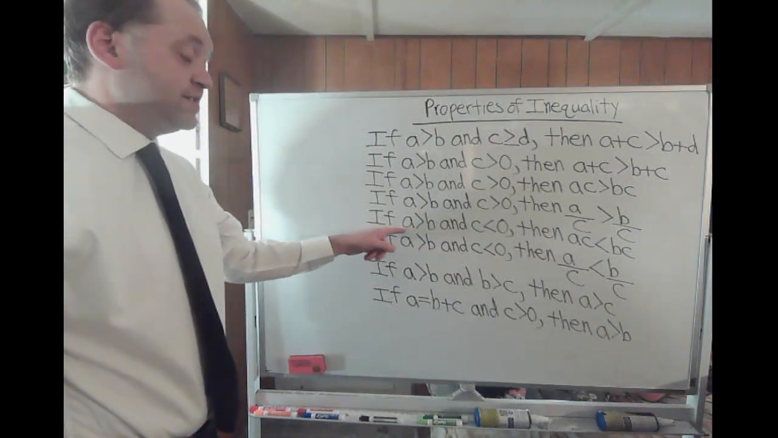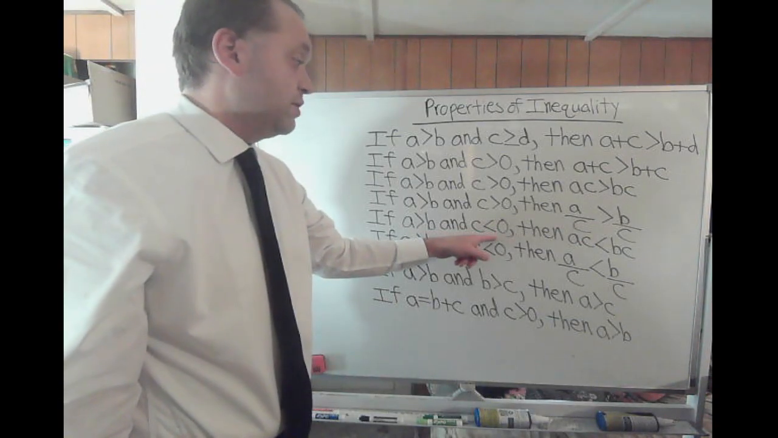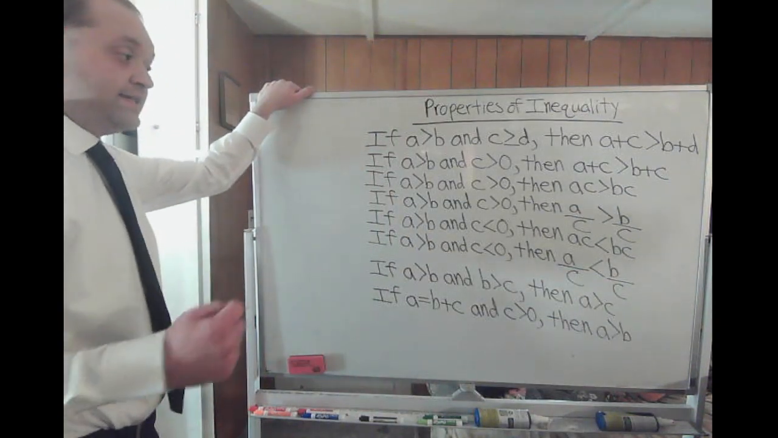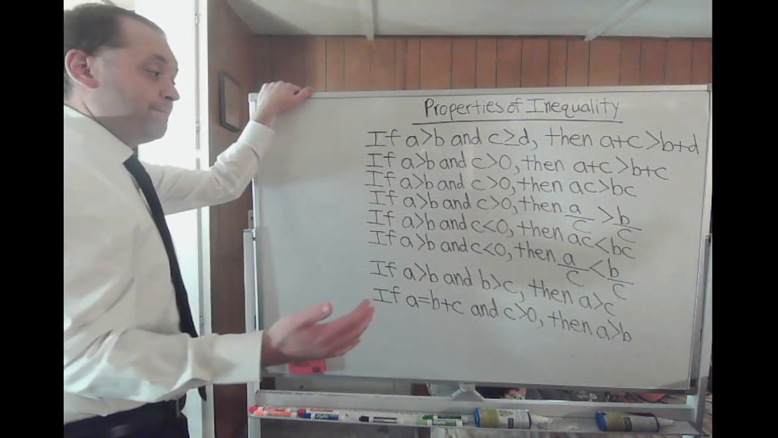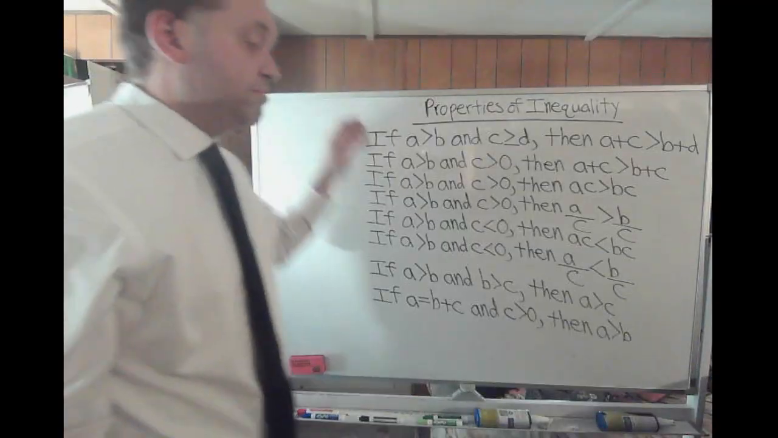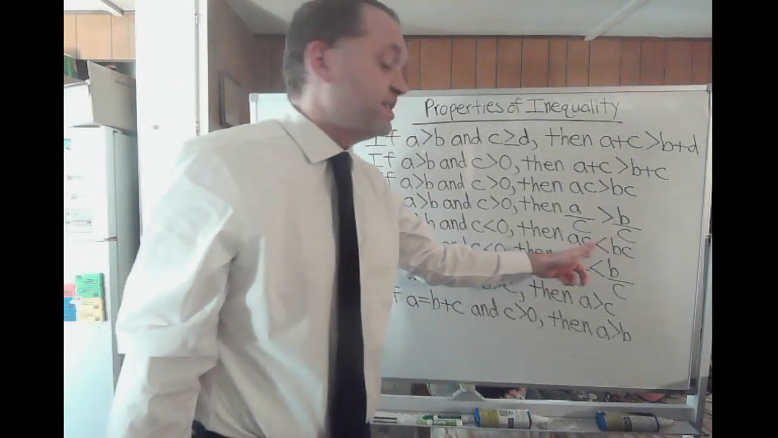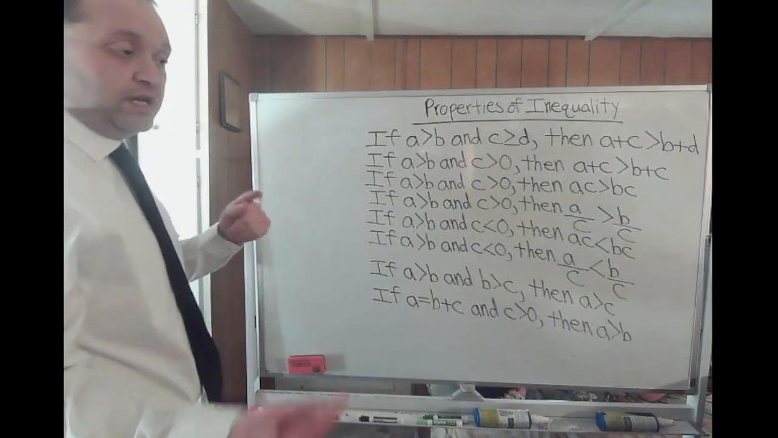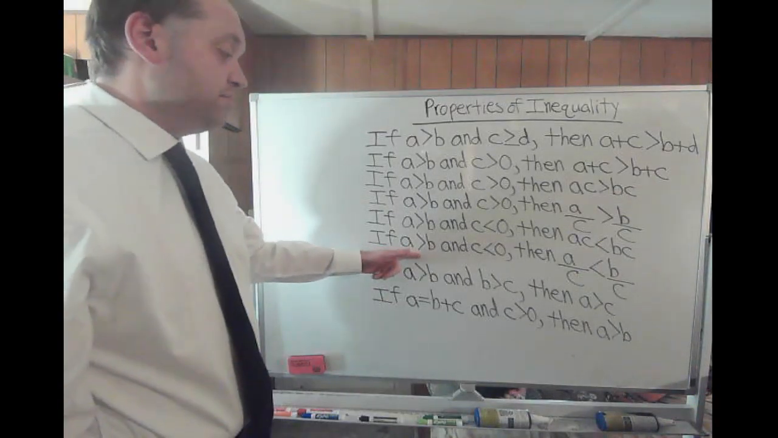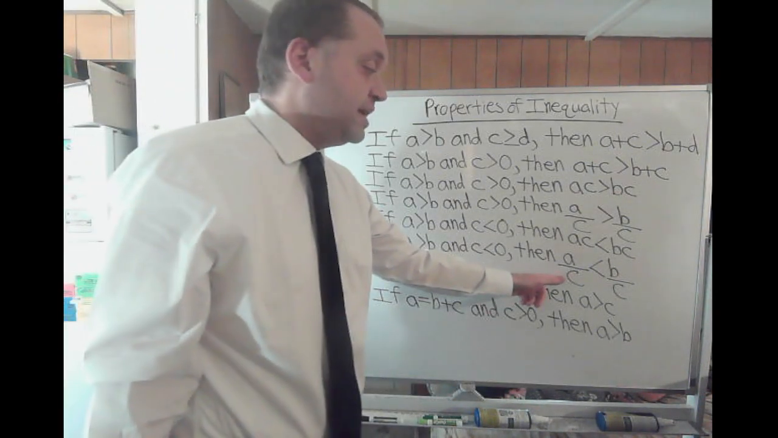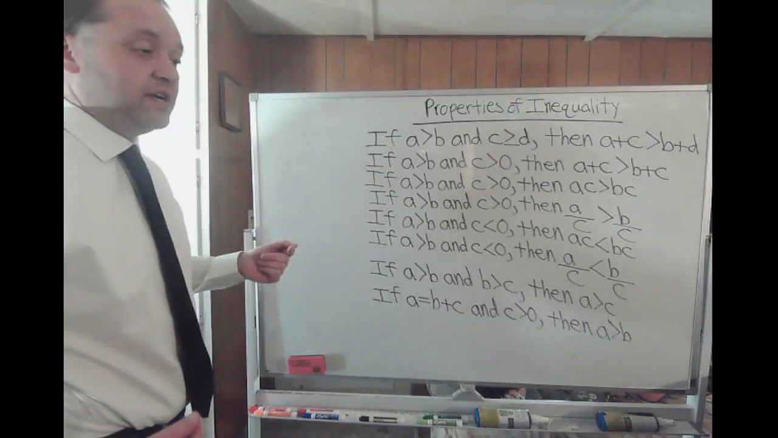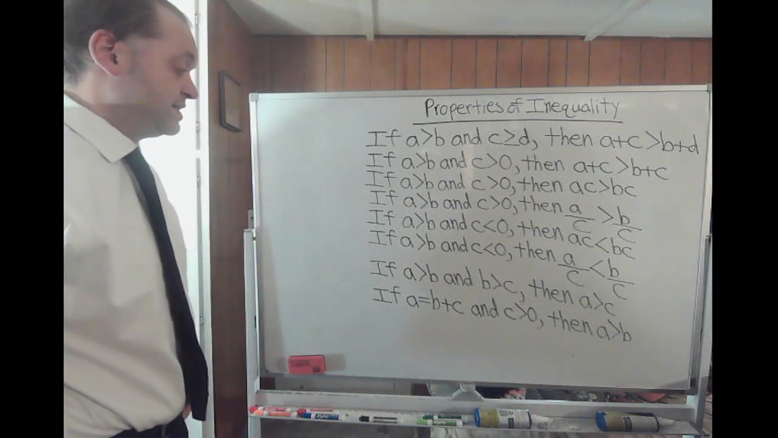Then we also have if a is greater than b and this time c is less than 0, then ac is less than bc. The reason is because c would be a negative number, and when you have a negative, the bigger the number actually means it's smaller. So as we know, numbers work in reverse when we get to negative numbers. And then same thing with division. If a is greater than b and c is less than 0, then a divided by c would be less than b divided by c. Because again, when you work with negative numbers, the bigger the number, the smaller it actually is.